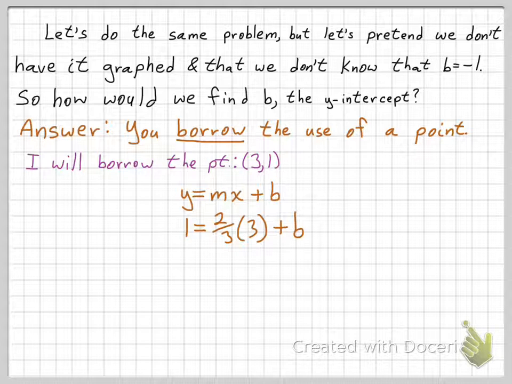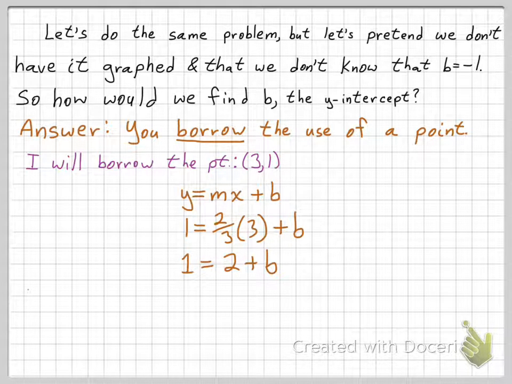And so this is where you get the 1, right? That's my y is equal to m. M is 2/3, right? My slope is 2/3. And then x is this 3, which goes here for the x value. Okay? And look at that. Now I know I have everything except my b. I can now use it to solve for b. See, I just borrow the use of that point until I find my b. After I find my b, I don't need that point anymore. I'm just using it, exploiting it.